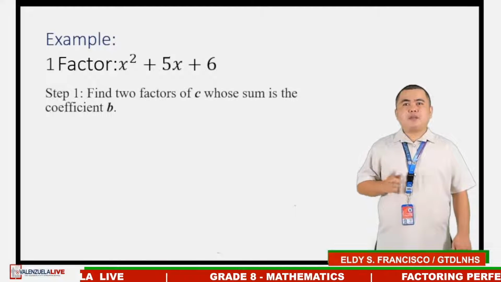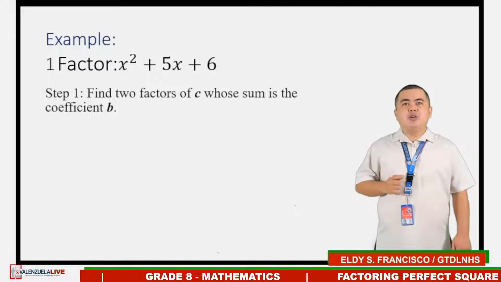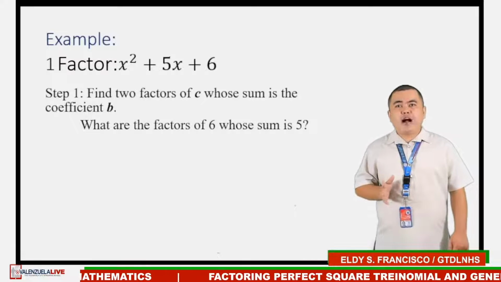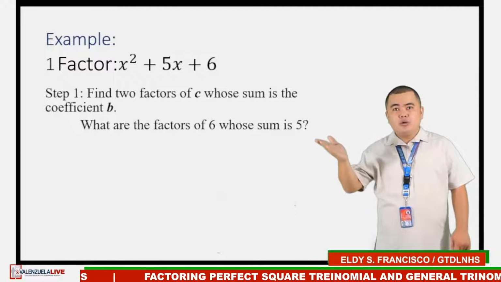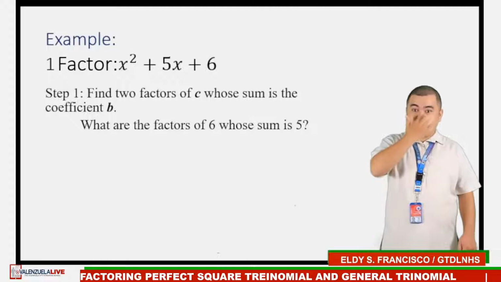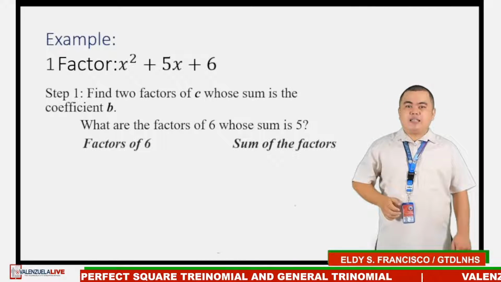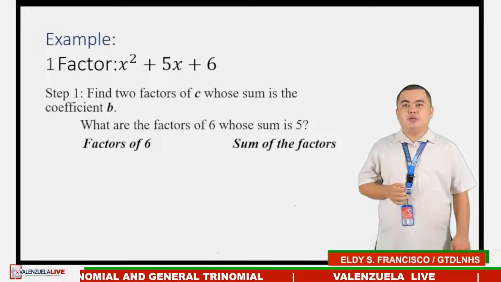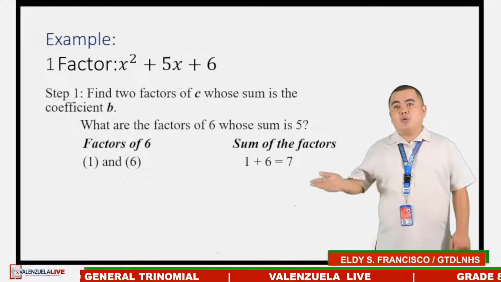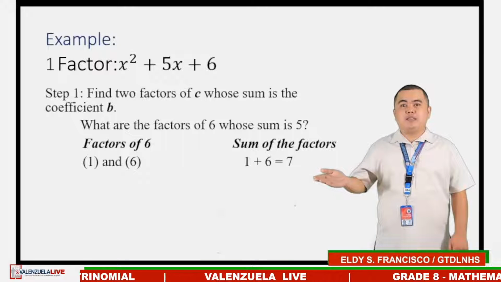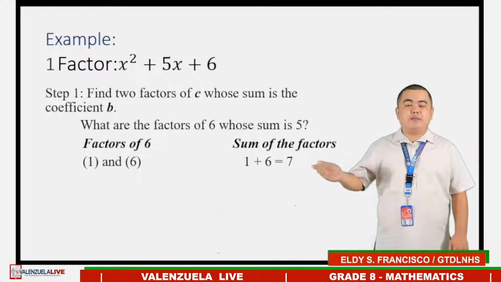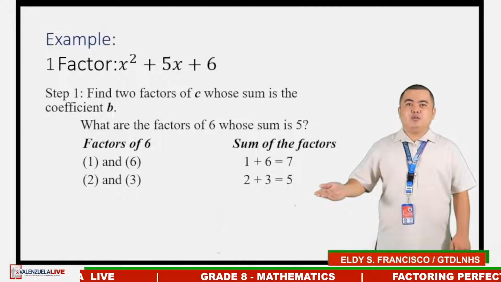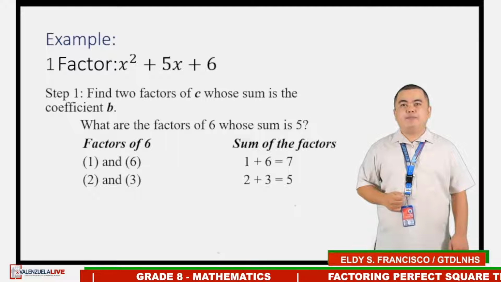Step 1. Find two factors of c whose sum is the coefficient b. So, what are the factors of 6 whose sum is 5? Let us list down all the factors of 6 and the sum of its factors. Yes, we have 1 and 6 as the factors of 6. So, 1 plus 6 is 7. We also have 2 and 3. 2 plus 3 equals 5.